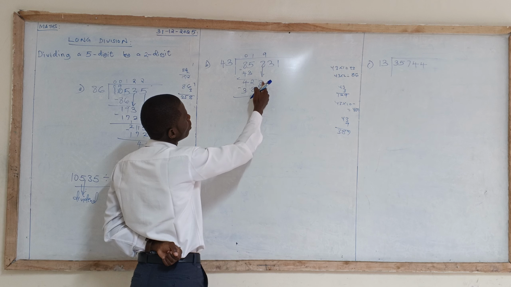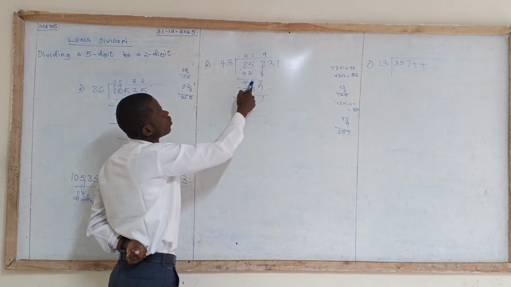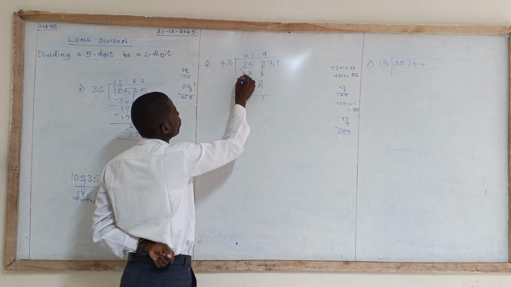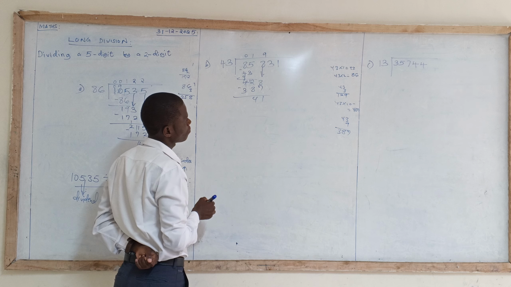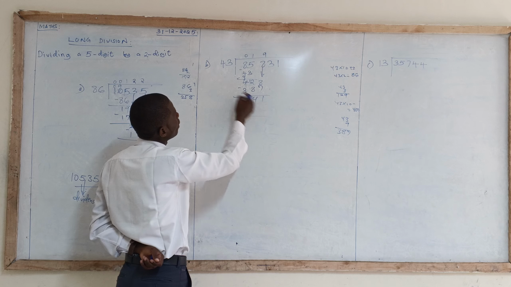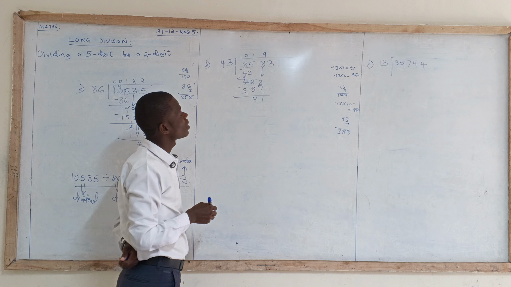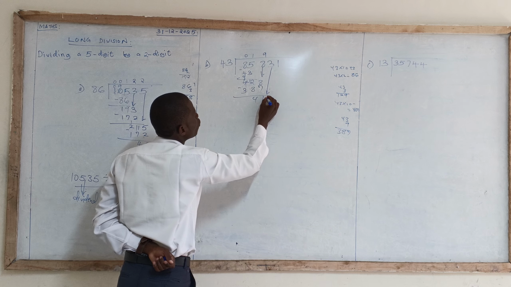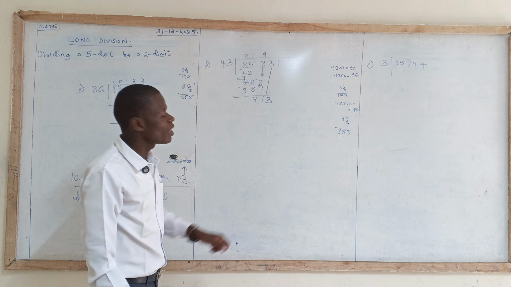Subtract. 8 minus 7, this is 1. 2 minus 8, that is impossible. Now we borrow, we remain with 3, bring here 12. That's now 41. Now, we have 41. Can 43 divide 41? No. But we have other digits here. Let us bring them down. If we bring them down, we have 413. Now, can 43 divide 413?